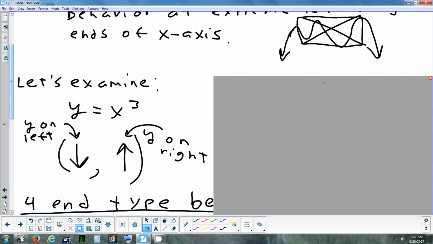And I'm going to show you two ways how you can describe that. All right, so y equals x cubed, I'm just going to sketch it for you kind of quickly. It looks like that. So the way you would describe the end behavior is on the left side of the function, it's heading down. On the right side of the function, it's heading up.